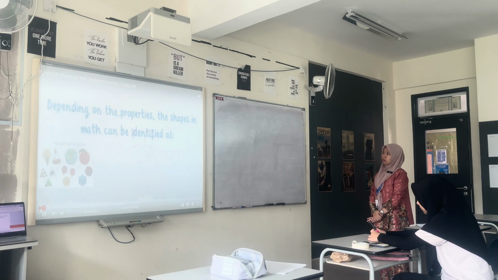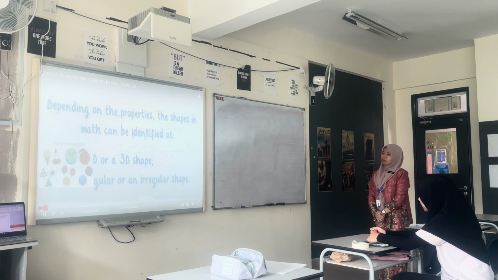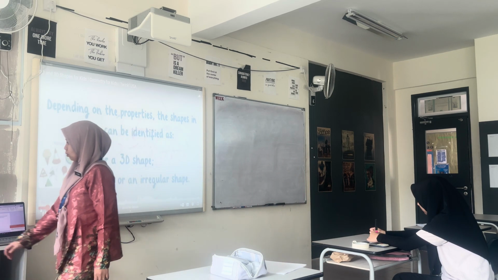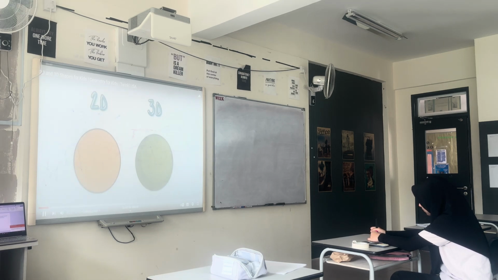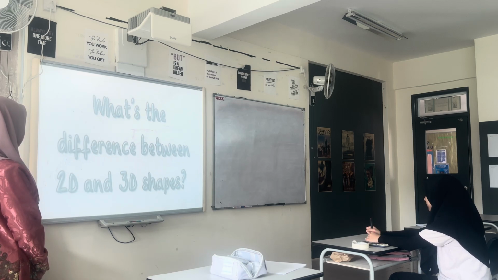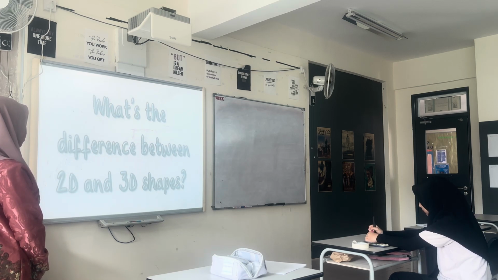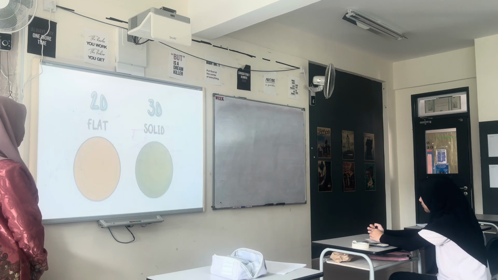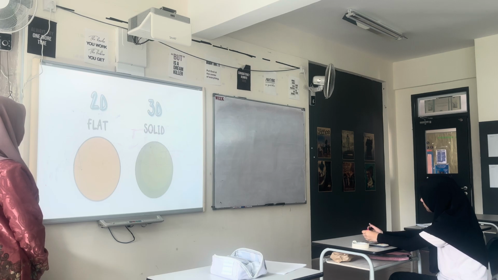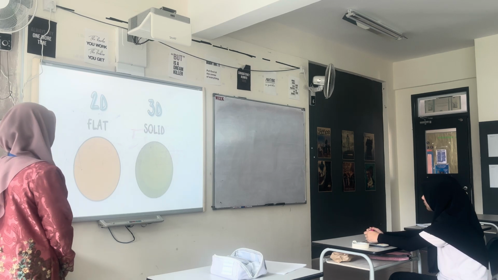Depending on the properties, shapes in math can be defined as 2D or 3D shapes, or regular or irregular shapes. But today, we're going to focus on recognizing 2D and 3D shapes and study their properties. What's the difference between 2D and 3D shapes? One of the easiest ways to understand the difference is that 2D shapes are flat and 3D shapes are solid.